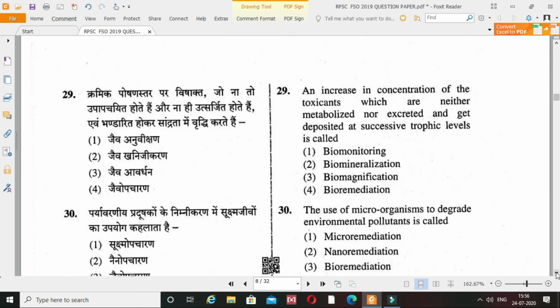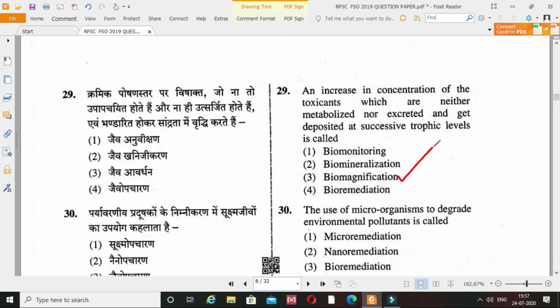Next question 29. An increase in concentration of the toxicants which are neither metabolized nor excreted and get deposited at successive trophic levels is called: 1. Biomonitoring, 2. Biomineralization, 3. Biomagnification, 4. Bioremediation. Which is the answer? Your answer is 3. Biomagnification.